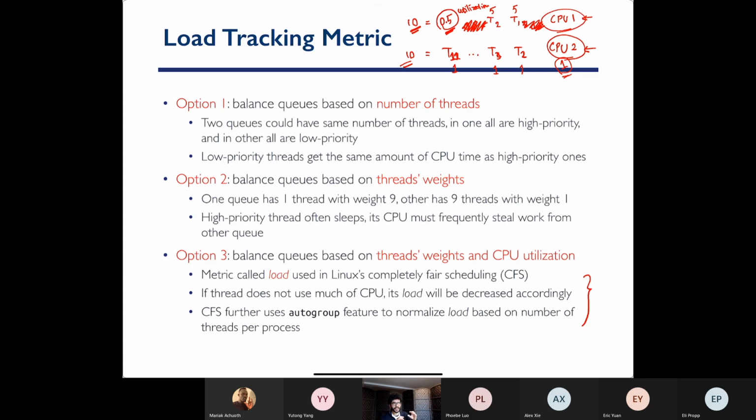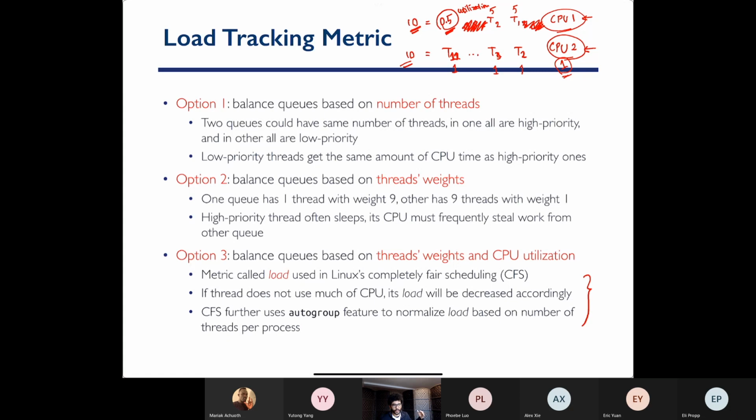Now, this C group is basically a term that people use for an umbrella for all the threads and all the tasks that are in the C group. And then you want to weight C groups. So if one C group has twice as much weight as another C group, then that C group is expected to get twice as much CPU time as the other one.